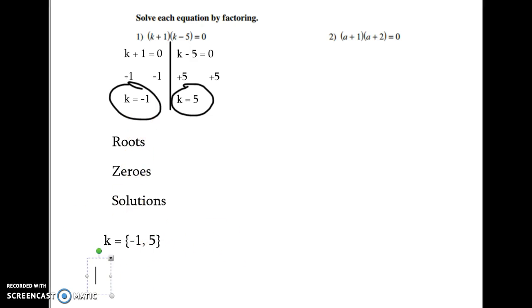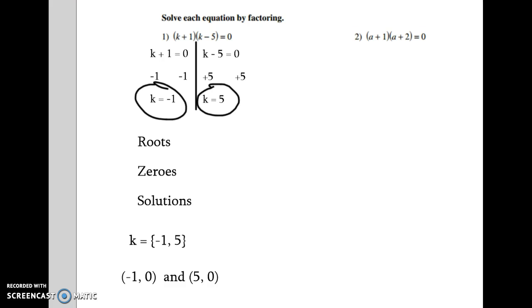And a final way that you can write them is saying -1 comma 0 and 5 comma 0. Usually we reserve this for when we're talking about x's, like if these were x values, but this is an acceptable way of expressing these answers.